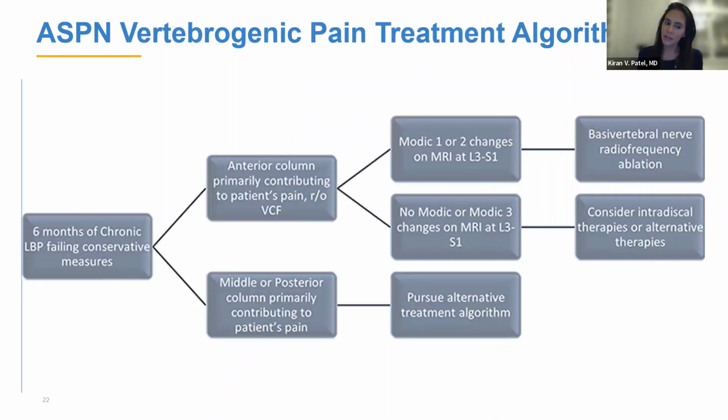Again, this is scoped another way: 6 months of chronic or persistent back pain that has failed conservative measures. We want to isolate that, just as Dr. Lee described. We want to be very careful in delineating anterior column pain versus middle or posterior column pain. For those patients who give a history of anterior column pain, we want to look for the Modic changes, type 1 and type 2, at the levels of L3 to S1. For those patients, consider basivertebral nerve ablation. If we do not see Modic changes, consider potentially intradiscal therapies or any alternative therapies.